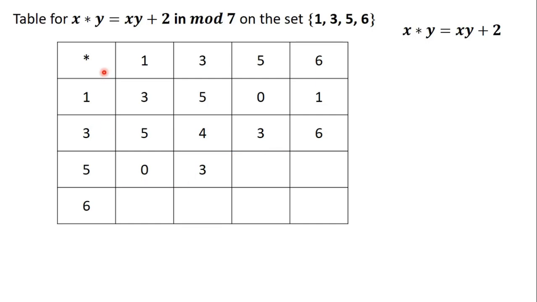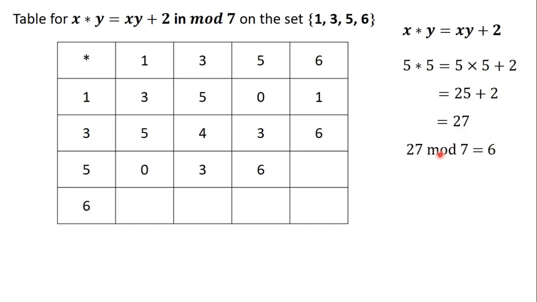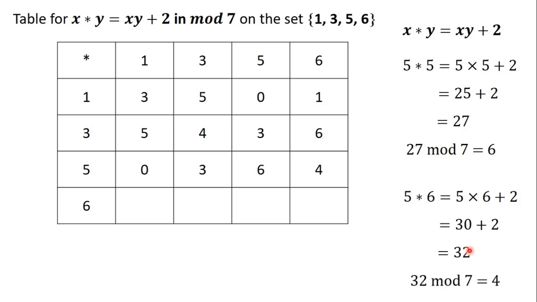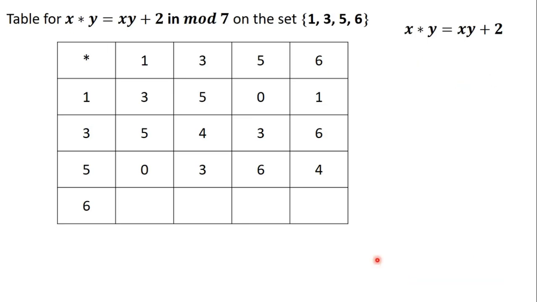The next one is 5 star 5. 5 star 5 is equal to 5 times 5 plus 2. 5 times 5 will give us 25. 25 plus 2 will give us 27. You find 27 in mod 7, and 27 mod 7 is equal to 6. The next one is 5 star 6. 5 star 6 is equal to 5 times 6 plus 2. 5 times 6 is 30. 30 plus 2 is 32. You find 32 mod 7, and 32 mod 7 is equal to 4. Let's move on to the last row.